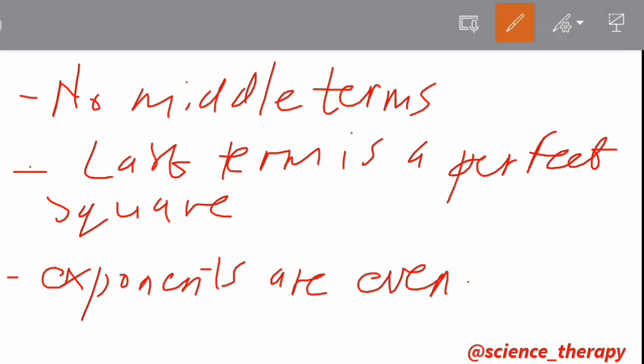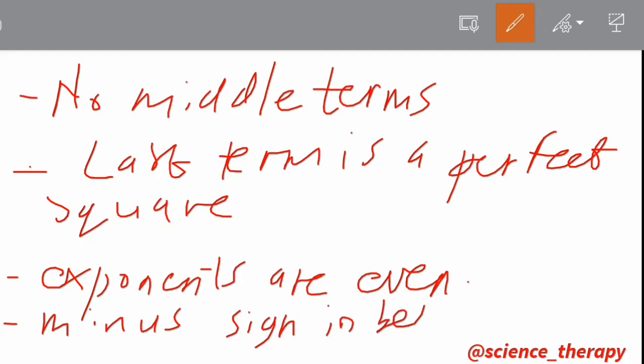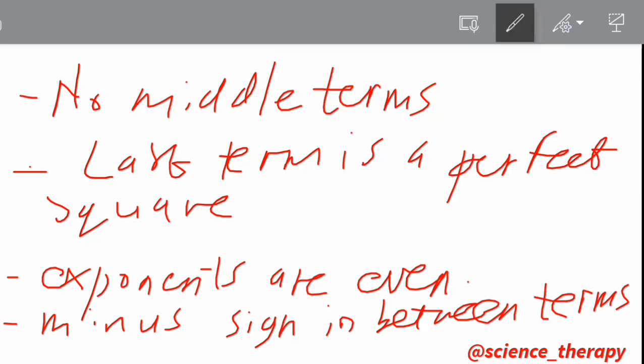We can also add, before we move, that there is a minus sign in between terms. So no middle term, last term is a perfect square, exponents are even, and there is a minus sign in between terms. Now let's look at other examples.